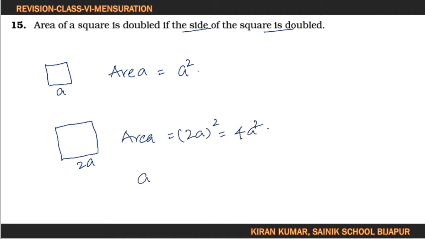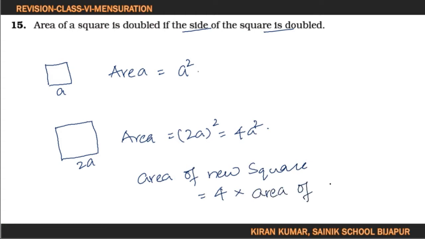In this case, area of new square is 4 times area of the original square. So area is not doubled. This statement is a false statement.